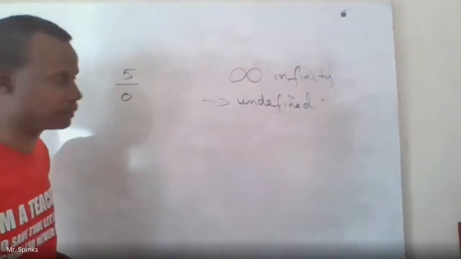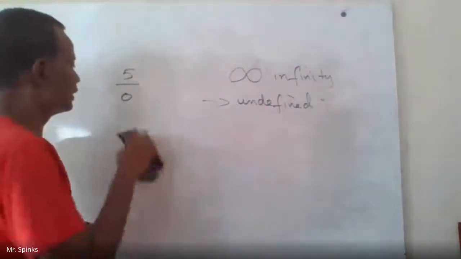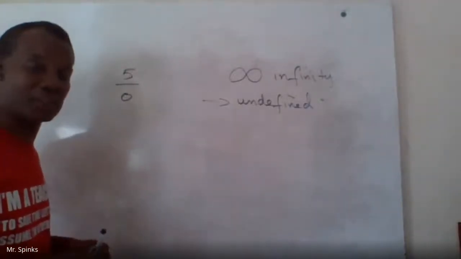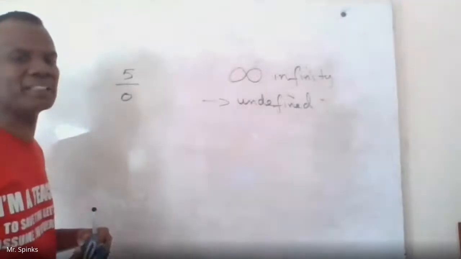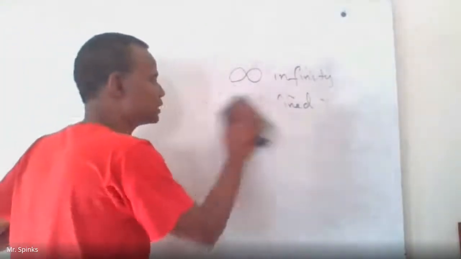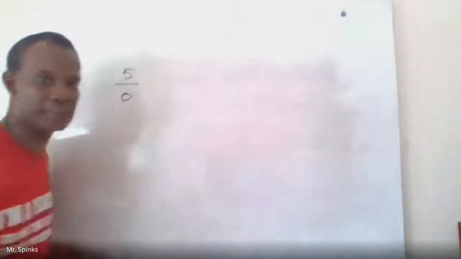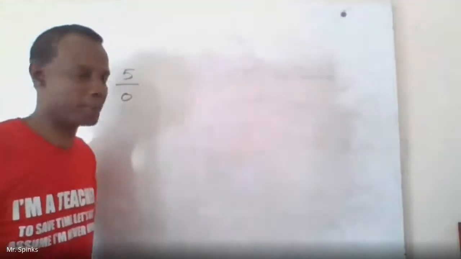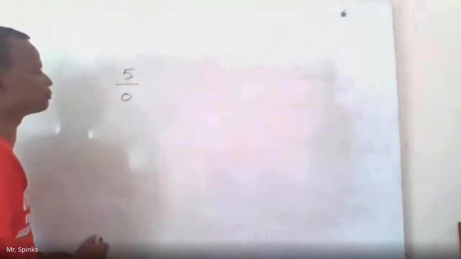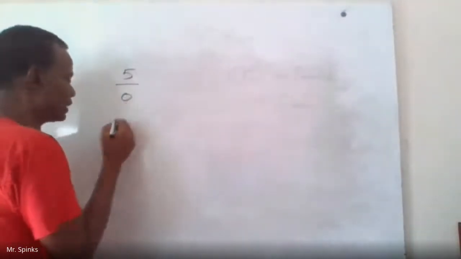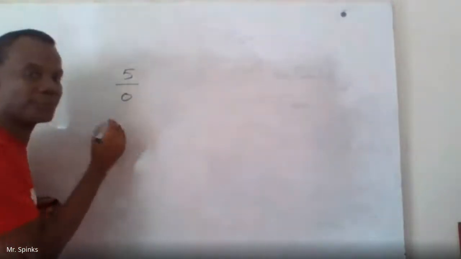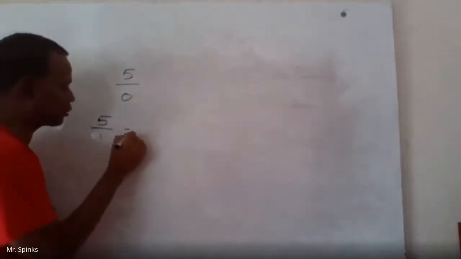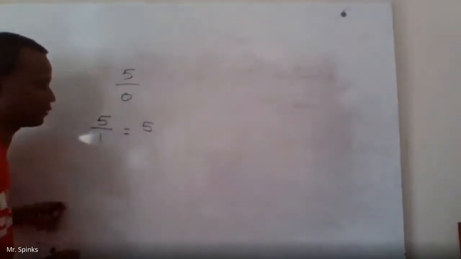So let's see. Why is 5 divided by 0 undefined? Have you ever wondered why? Why is it undefined? So let's see how we can make some sense out of this. Why is 5 divided by 0 considered to be undefined? Now, let's first start to look at this here. What is 5 divided by 1? 5 divided by 1 is equal to 5.